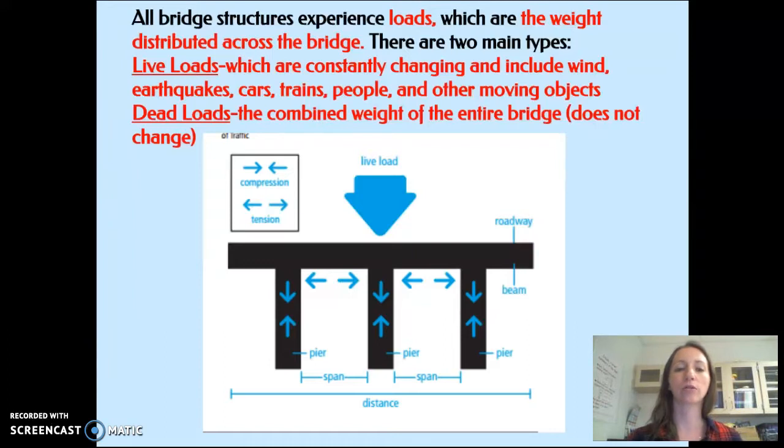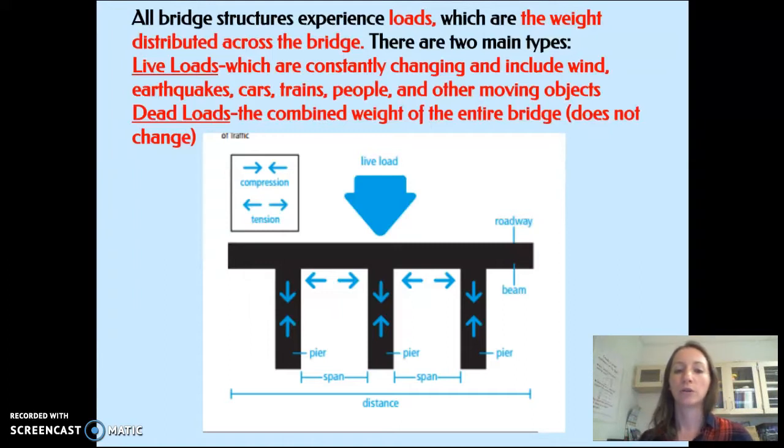The next thing I want you to write down is what a load is. And loads are the weight distributed across the bridge. So there's two main types. There's the live load, which are things that are dynamic. They're constantly changing. That could be wind, that could be an earthquake, that could be a car crossing the bridge, a person crossing the bridge. So anything that's a changing force that's going to act on that bridge.